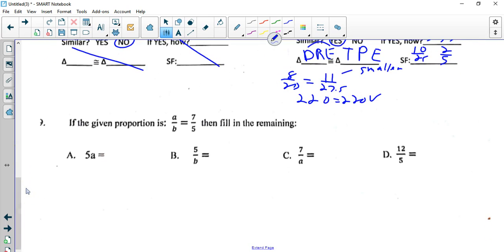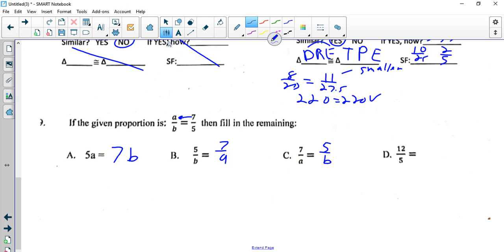Okay, first two, three are easy, last one's a little tricky. So 5A, and it helps if you draw it in a row. 5A would be the same as 7B. Okay, 5B, 5 over B, would be like 7 over A. Same order. 7 over A would be just like 5 over B. And if you notice, C and B are just kind of the same thing switched.